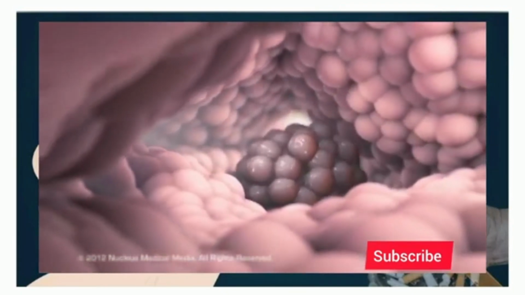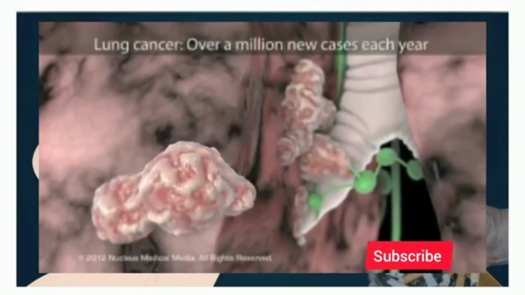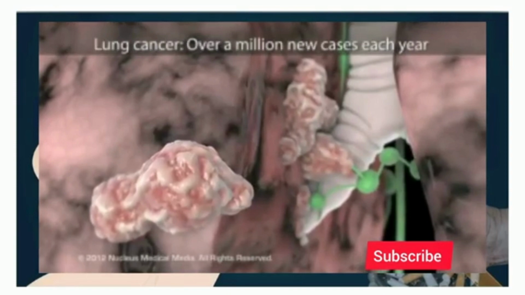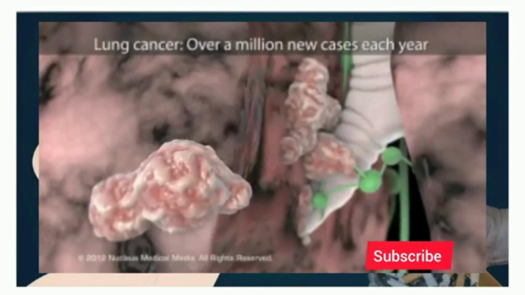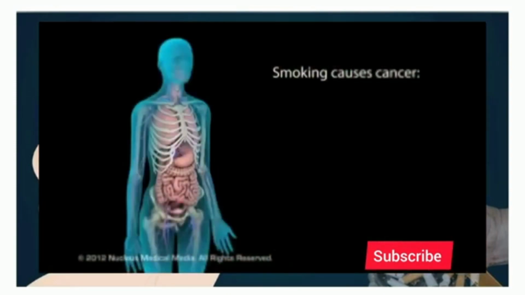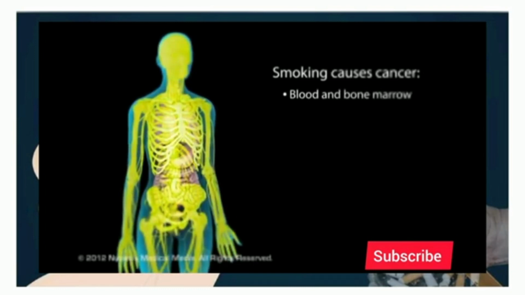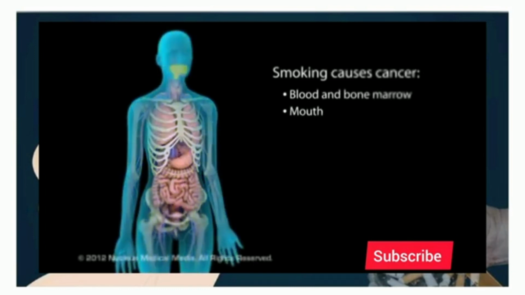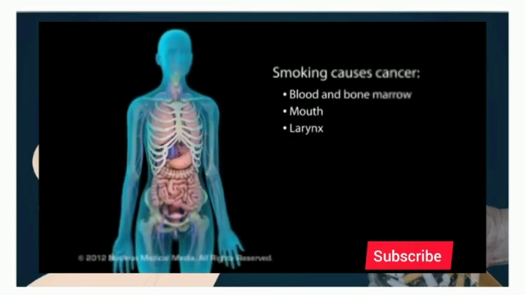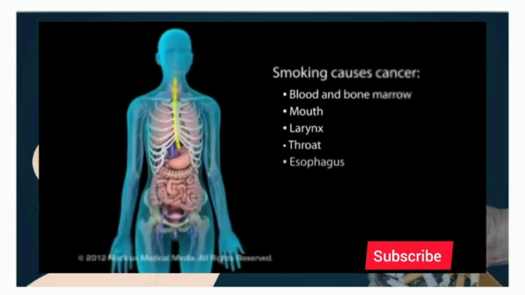parts of your body. The most common cancer in the world is lung cancer, with over 1 million new cases diagnosed every year. Harmful chemicals in cigarettes can cause cancer in other parts of your body, such as in the blood and bone marrow, mouth, larynx, throat, esophagus, stomach.